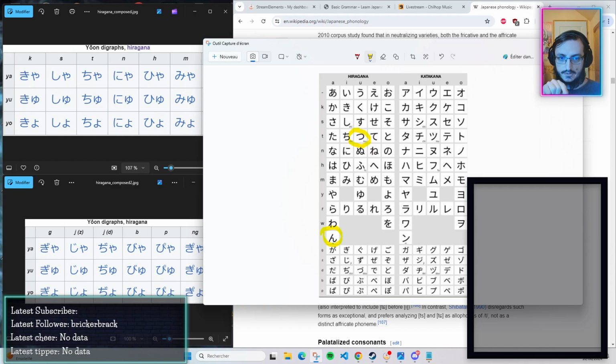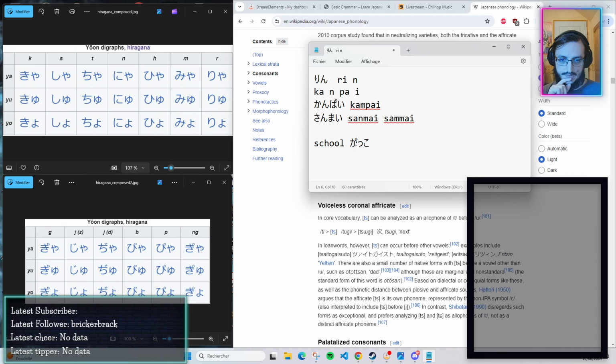When you have a little one, just as you had the ya yu yo as little characters, this little tsu before anything which begins with a consonant will double the consonant. So you have ga ko. When you put the little tsu, it will just double the consonant.